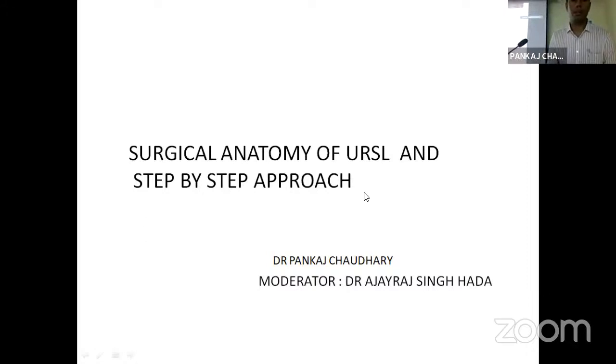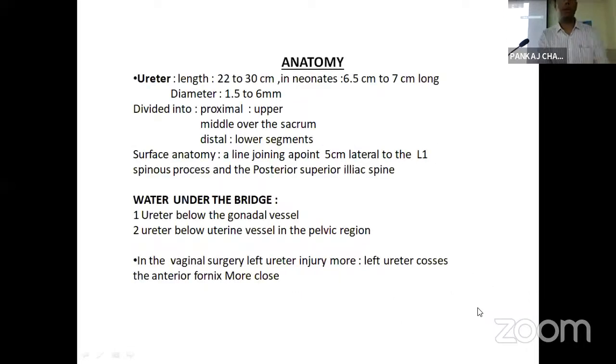Today's topic of seminar is surgical anatomy of URSL and step-by-step approach. First, anatomy. Length of ureter is around 22 to 30 centimeter, and in infants it is 6.5 to 7 centimeter long, and diameter is 1.5 to 6 mm. It is divided into proximal, upper and middle over the sacrum. Distal is the lower segment.